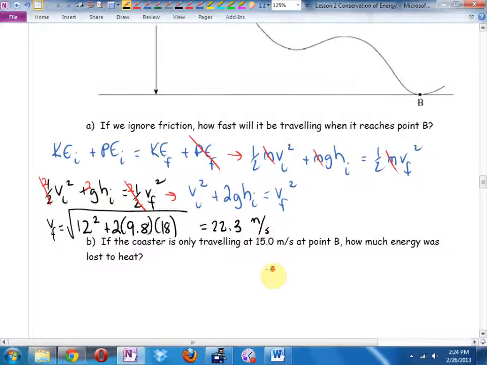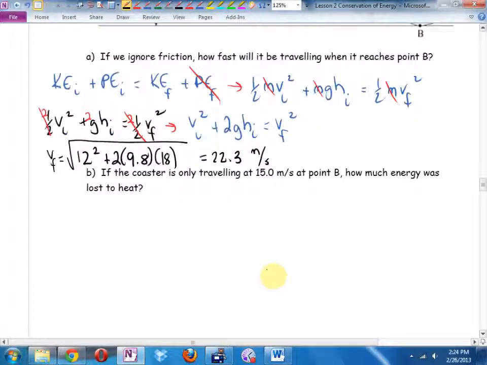But suppose you were at the bottom with a radar gun and you noticed in part B that at the bottom it was only going 15 meters per second. Although theoretically it should be going 22.3. What can you conclude? Jamie, you conclude that some of the energy was lost to, I'll call it heat, to air resistance, to sound, to kinetic energy to the air, friction. We'll just call that all heat.